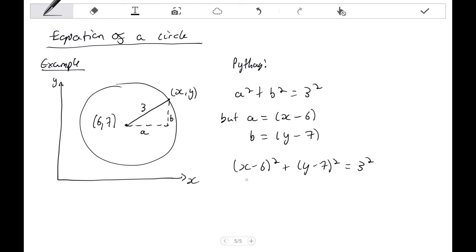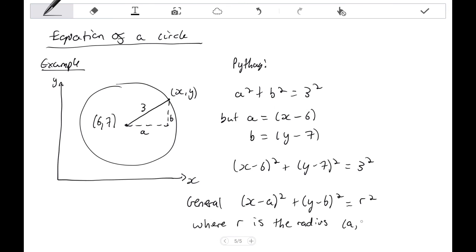Okay, this here is the form of the equation of a circle for any circle. Okay, but this one is obviously specific to the circle that we've drawn. In general, the equation of a circle is this: x minus a all squared add y minus b all squared is equal to r squared, where r is the radius and the point a, comma b is the center. And that is it. That is all of the content for this chapter.